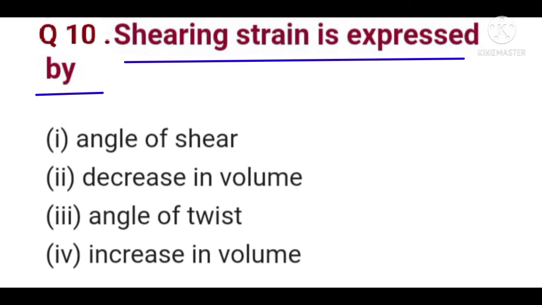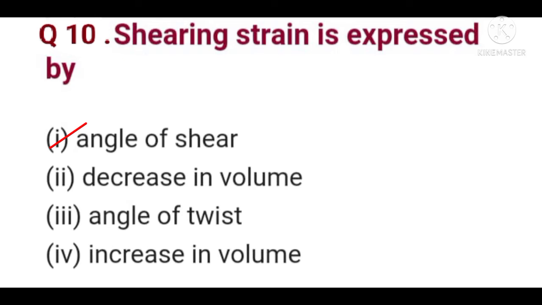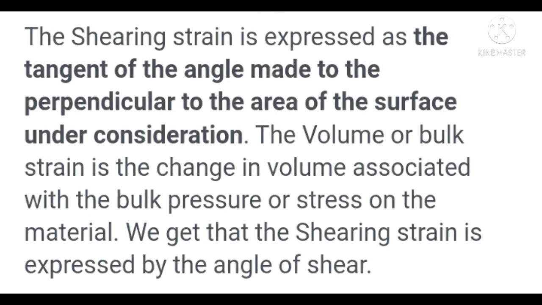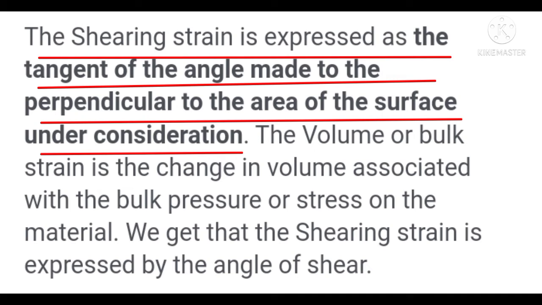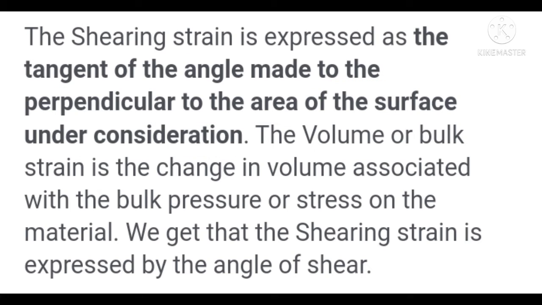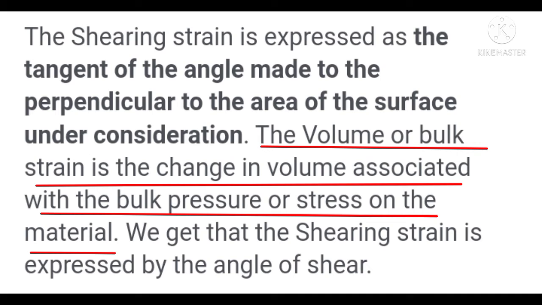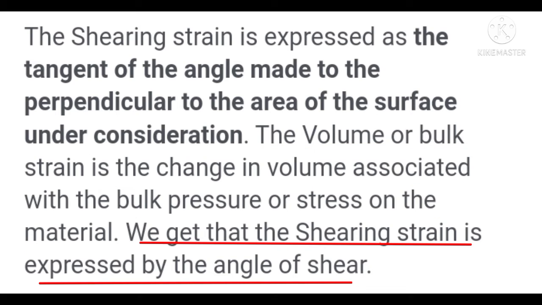Question number 10. Shearing strain is expressed by first option angle of shear, second option decrease in volume, third option angle of twist, fourth option increase in volume. We know that shearing strain is expressed as the tangent of the angle made to the perpendicular to the area of surface under consideration. The volume or bulk strain is the change in volume associated with the bulk pressure or stress on the material. We get that shearing strain is expressed by an angle of shear.